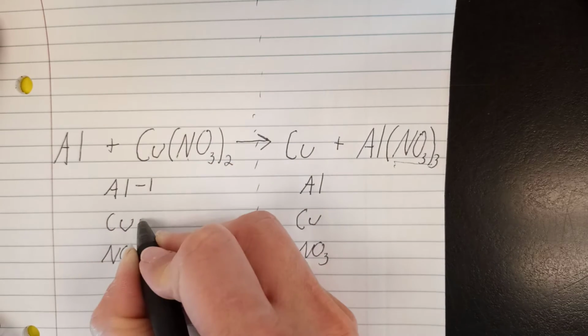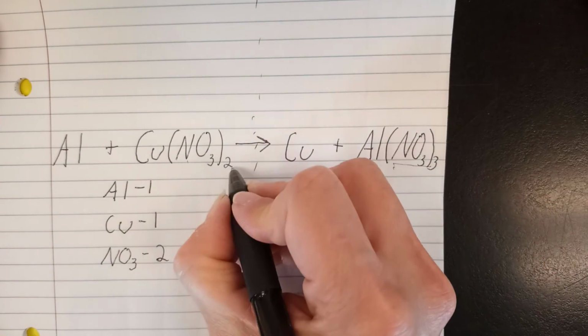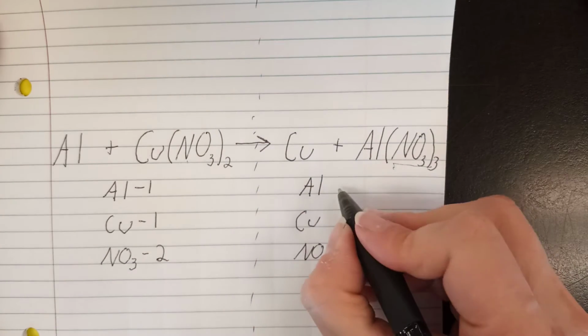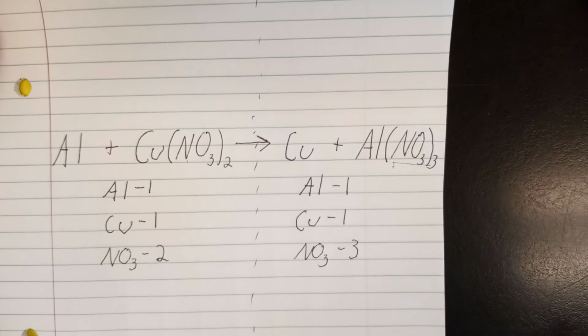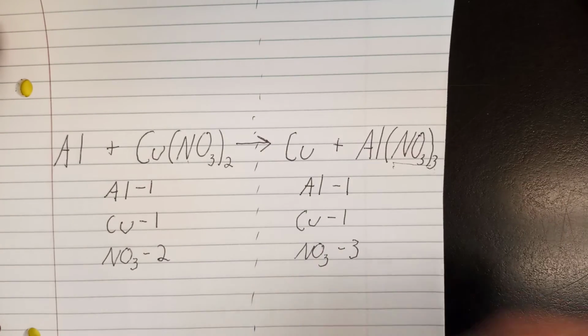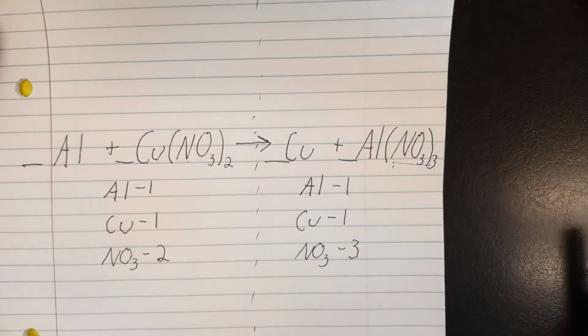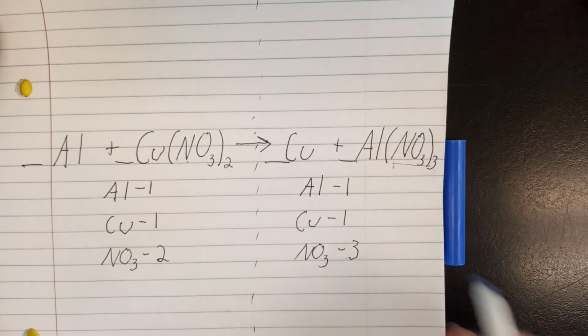Well, I have 1 aluminum, I have 1 copper, and I have 2 nitrates, right? There's 2 of this thing as a group. Here, again, 1 aluminum, 1 copper, and I have 3 nitrates on this side. Again, they travel as a group. So, again, coefficients. What can we do to fix it? We have to make them bigger, just like we did before.